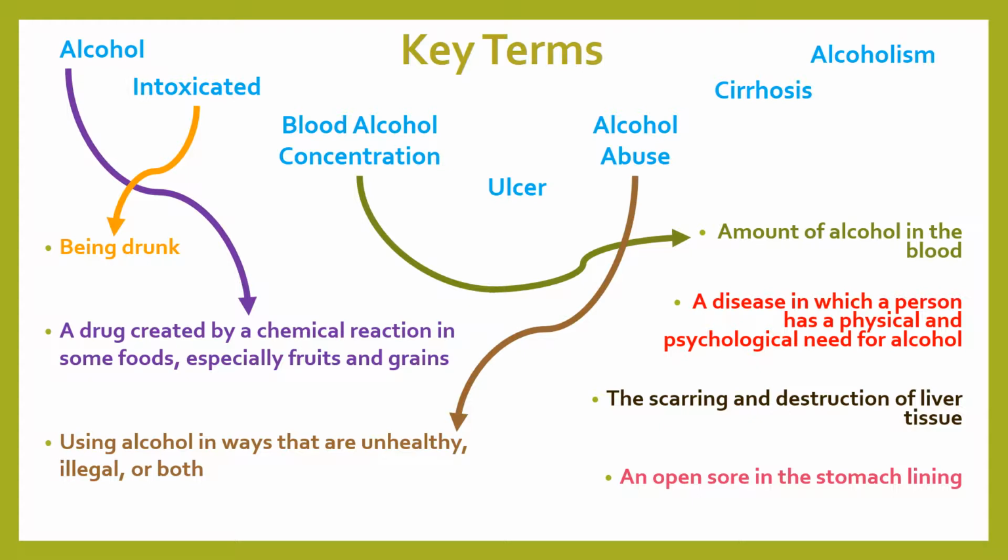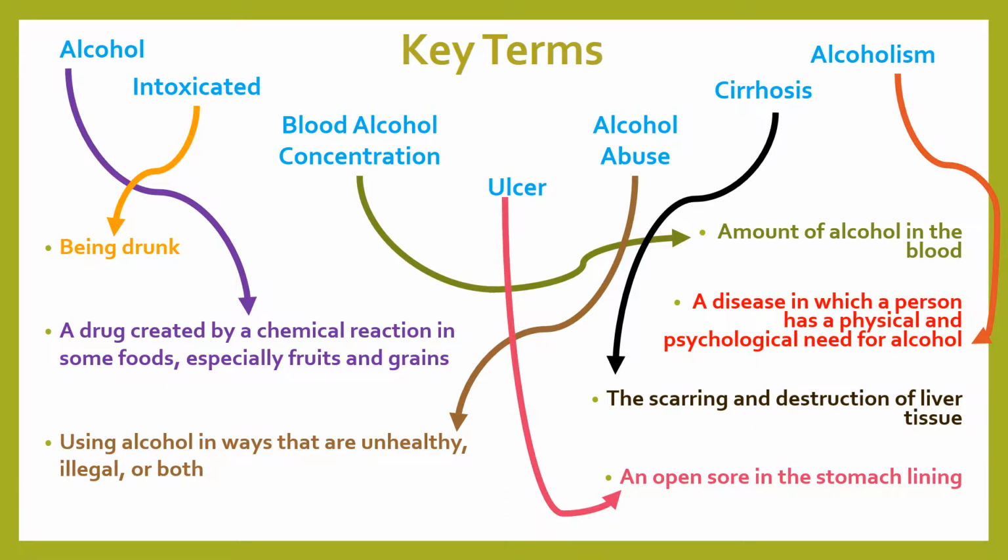A disease in which a person has a physical and psychological need for alcohol is which word? That's right, alcoholism. Scarring and destruction of liver tissue. Which one is this? That's right, cirrhosis. And then finally the last one, an open sore in the stomach lining. This one, of course, goes with ulcer. Great job, everybody.